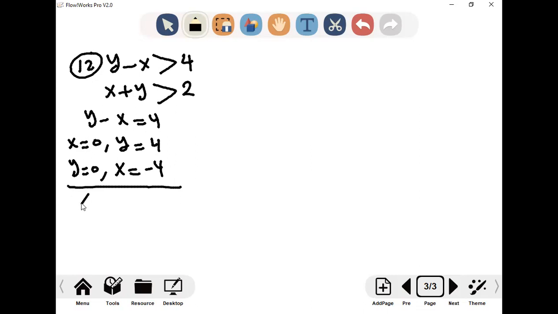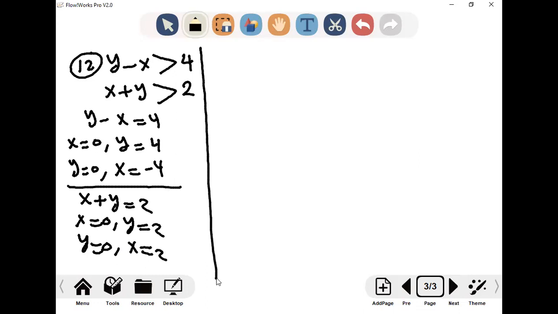The second one, x plus y equals 2. If x equals 0, y equals 2. If y equals 0, x equals 2 also, right? Replace x by 0 and find y, replace y by 0 and find x. Right. Now, let's graph.